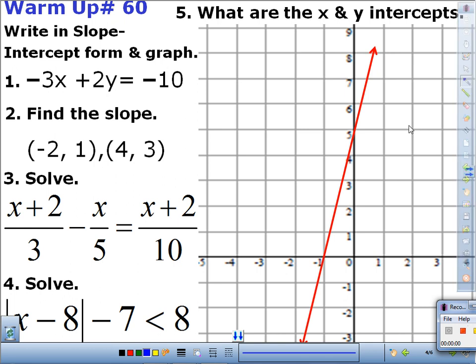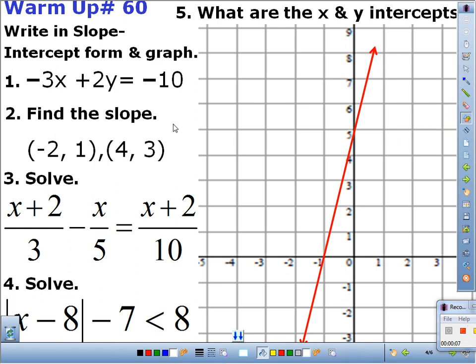All right, here we go. Number one, it says, write in slope-intercept form and graph. Slope-intercept form and graph. So I'm going to start with that one.